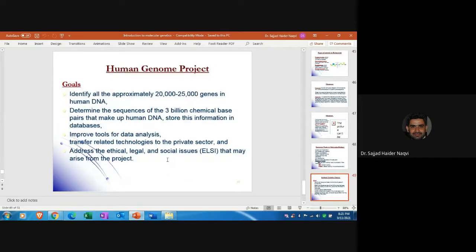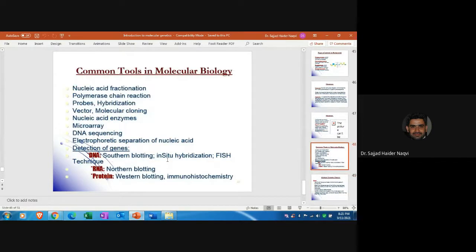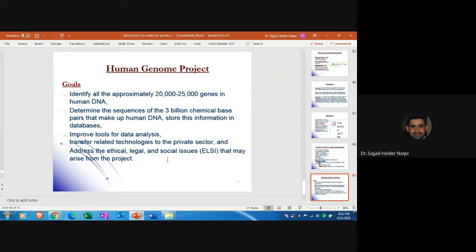These are common tools in molecular biology. I'll not go into much detail, but just to let you know and to make you familiar with the terms, like polymerase chain reaction. You all have heard of this PCR nowadays with COVID-19. Every COVID-19 testing methodology mainly involves this PCR technique, polymerase chain reaction. Then we have hybridization, molecular cloning, nucleic acid enzymes, DNA sequencing, electrophoresis, Southern blotting, Northern blotting. These are all the different techniques and tools that are used in molecular biology.